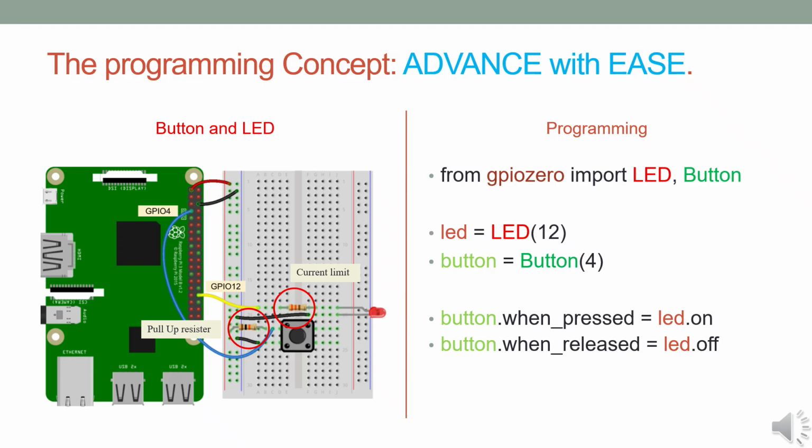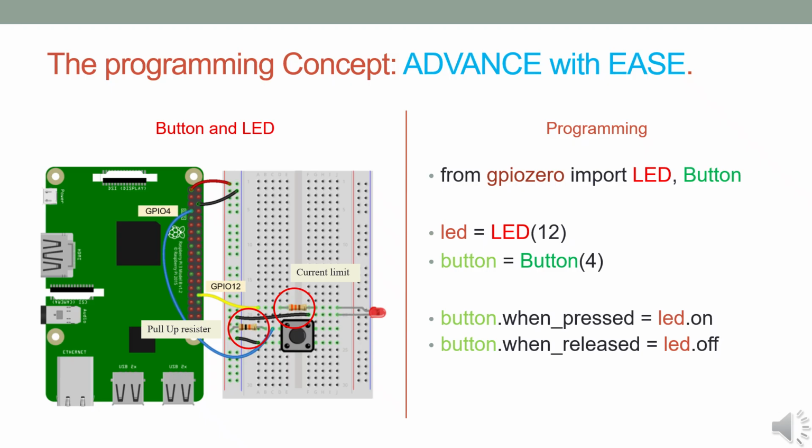Fortunately, Python and the gpiozero library take care of the heavy lifting for us. Instead of dealing with raw registers or hardware drivers, we can simply declare led = LED(12), button = Button(4). With just these lines, the library automatically configures the pins, manages pull-down resistors, and even handles button bouncing. The most elegant part is the event-driven programming. By writing button.when_pressed = led.on, button.when_released = led.off.